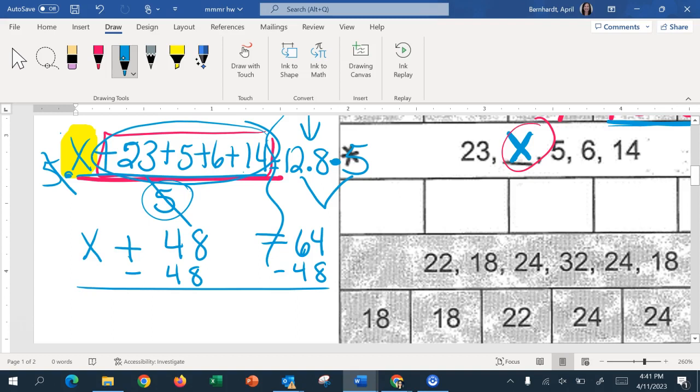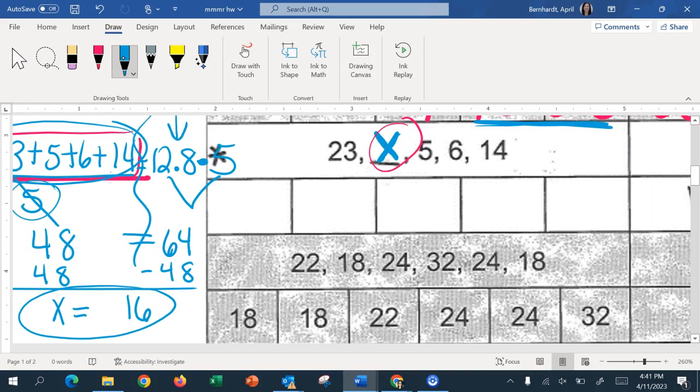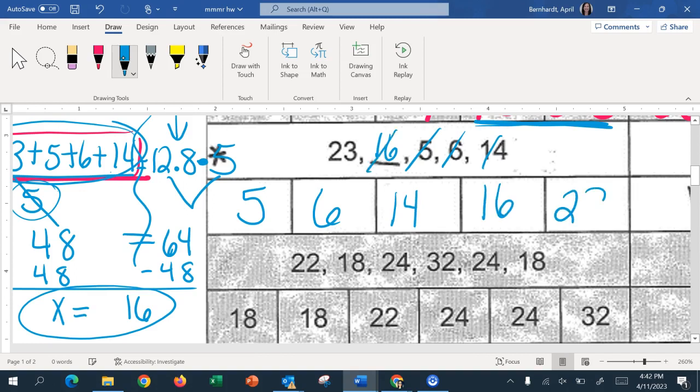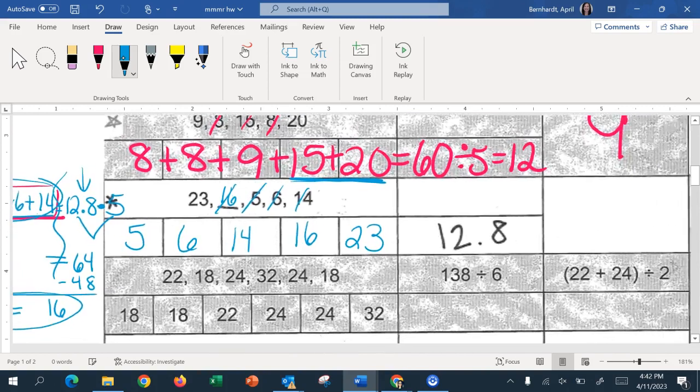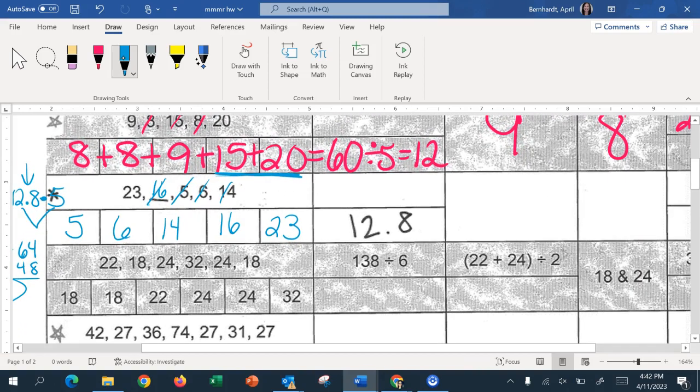That's fine, but I tend to double check and use my calculator if I have that option, just so I don't make any careless mistakes with my math. And so our missing data value is 16. So now I'm going to put that into that blank here. Now I can order my numbers from least to greatest: 5, 6, 14, 16, 23. We already have the mean, so we don't have to worry about finding that.